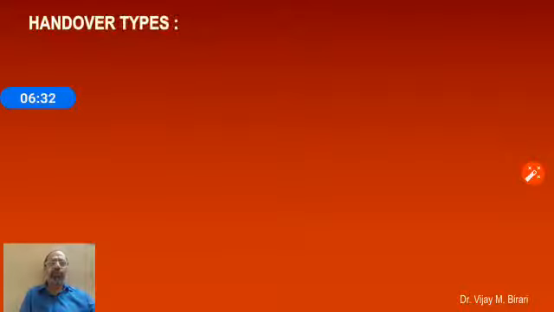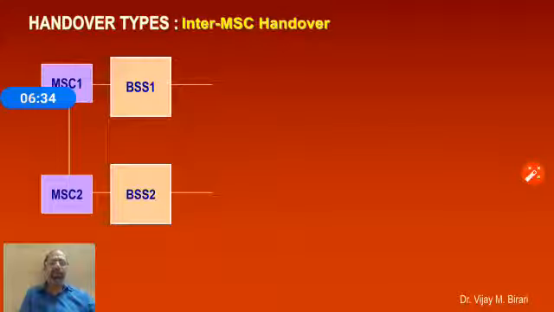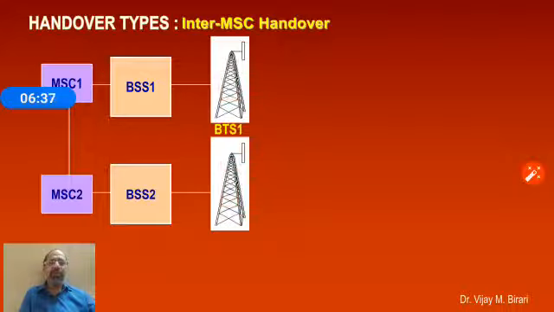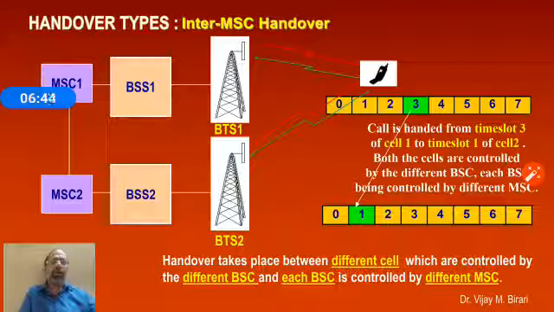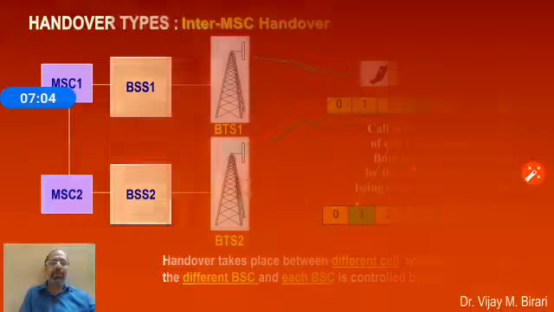And the fourth type is inter-MSC. It consists of 2 different MSCs, 2 different BSCs and BTS, and in this case the call is handed from time slot 3 of cell 1 to time slot 1 of cell 2. Both the cells are controlled by different BSCs, each BSC being controlled by a different MSC. Handover takes place between different cells which are controlled by different BSCs, and each BSC is controlled by different MSCs.